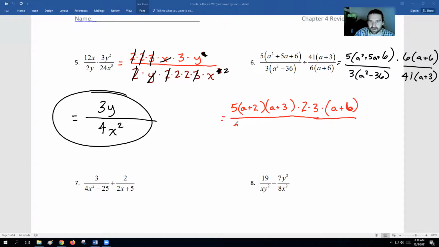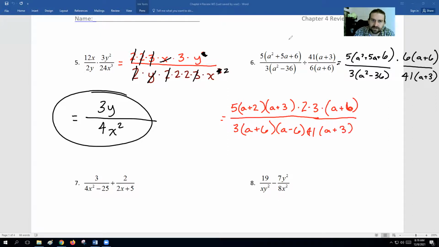All right, on the bottom, 3 is just 3. All right, a squared minus 36, that's a difference of squares. That's an a plus 6 and an a minus 6. 41, that is weird. Why does 41 divide by anything? 41 divided by 3, no. 41 divided by 7, no. 41 divided by, no, that's 11. No, okay. So 41 is just 41. And then a plus 3.